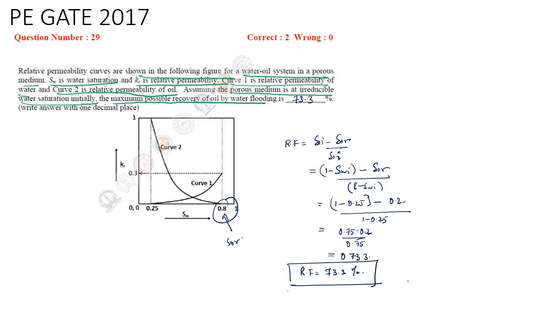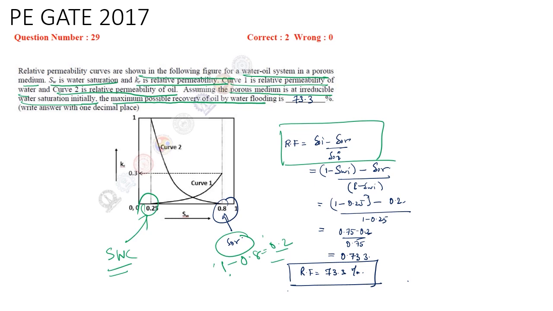From this figure you can see that this will be the connate water saturation or the irreducible water saturation, and this will be the residual oil saturation. Where 0.8, that means the residual oil saturation will be 1 minus 0.8, which is equal to 0.2. Now we know the formula of recovery factor, which is equal to initial oil minus the residual oil divided by initial oil. On placing all the values, I will get my answer to be 0.733, that is 73.3%. All right, now let's move further.